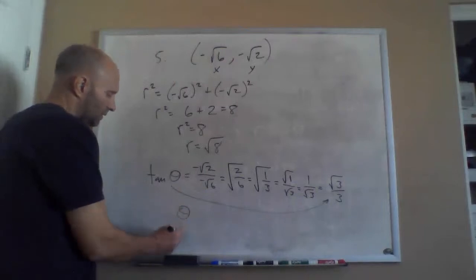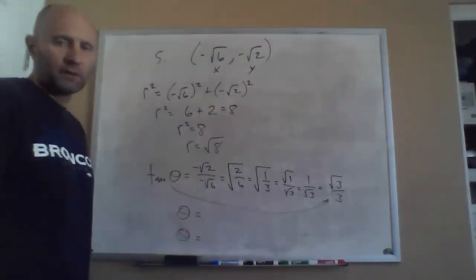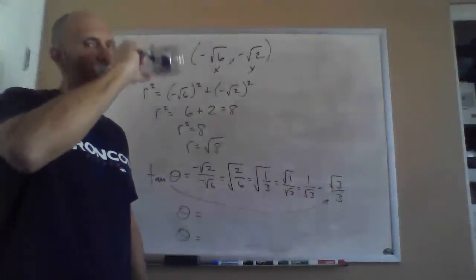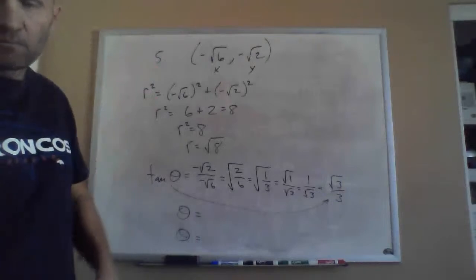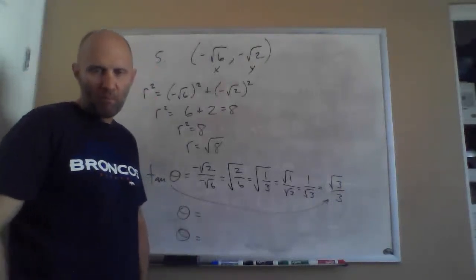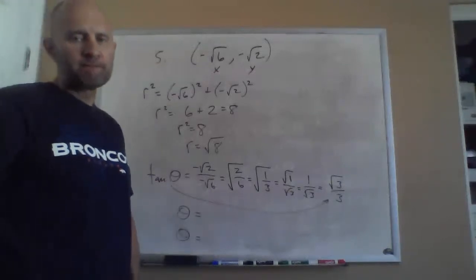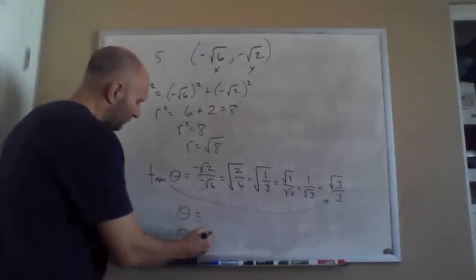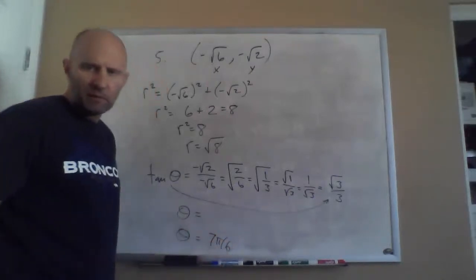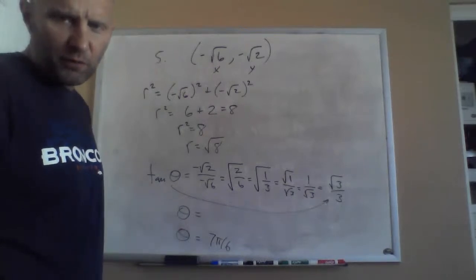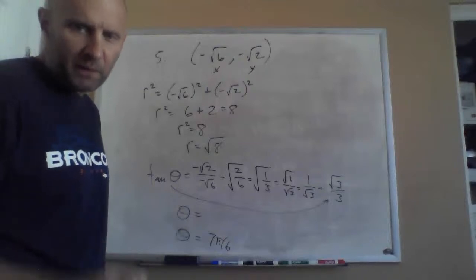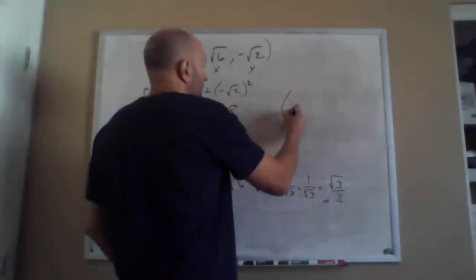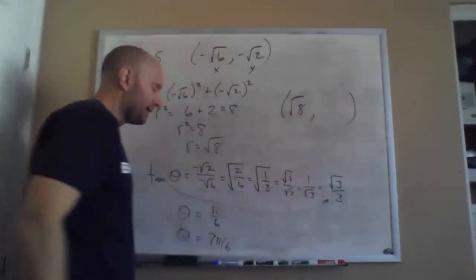So now I ask you, where in the unit circle, there are 2 places, is tangent of theta equal to root 3 over 3? All right, so 7 pi over 6. And what else? Not pi over 3, not pi over 4. Oh, pi over 4 I think was the last problem. Yep, pi over 6. So I have 2 possibilities here. So my polar coordinate is square root of 8, that's the r, and then theta.